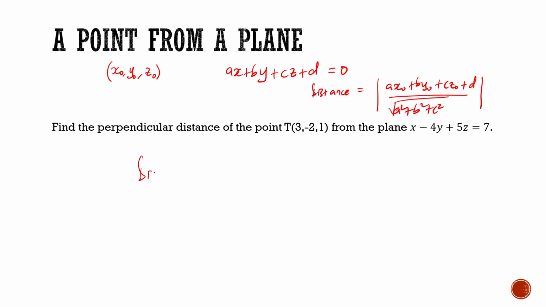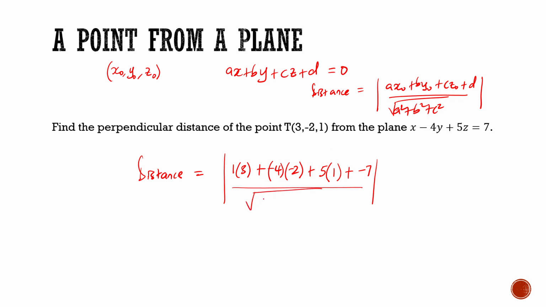So for this particular example, the perpendicular distance of the point T from the plane given would be: our a, you can see, is 1 and our x0 is 3, our b is -4 and our y0 is -2, our c is 5 and our z0 is 1, and our d is -7, since when you take the 7 to the left, it becomes a negative. We're dividing this by the square root of 1 squared plus -4 squared plus 5 squared. When you solve this, this should give you 9 out of root 42 units, and that's how you calculate the perpendicular distance of a point from a plane.